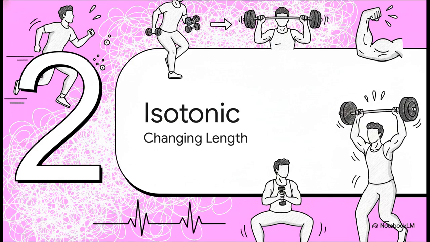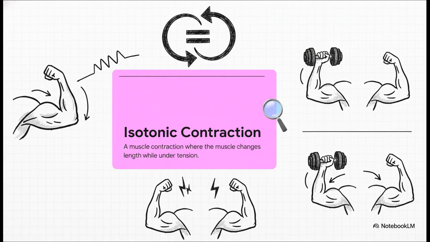Okay, first up is isotonic. This is the one we're probably all most familiar with, even if you've never heard the name. It's basically the workhorse for most of your daily movements and pretty much any exercise you can think of. So what is it? An isotonic contraction is when your muscle changes length while it's under tension. The name itself is a hint, you know? Iso means same, and tonic means tension, so same tension. But here's where it gets really cool. This one idea actually splits into two totally different, almost opposite kinds of actions.